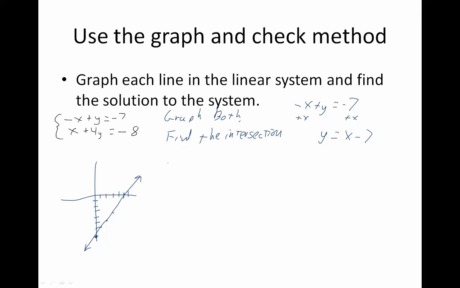Let's go ahead and do this other one by finding the x and y-intercepts. Remember, we can make a table. Plug in 0 for x, gives me 0 plus 4y equals negative 8. So y equals negative 2. And then if I do that same thing, but plug in 0 for y, I get x plus 4 times 0 equals negative 8, which is x equals negative 8. So my other line has an x-intercept of negative 8.